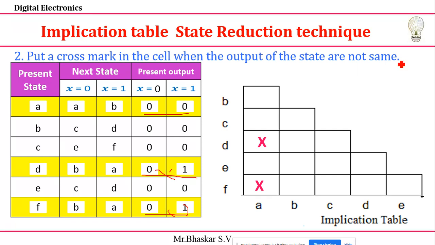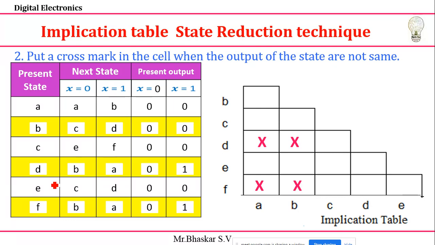Next, second column, B with respect to C and D. There is no B with respect to B here, that's why I make it empty. So B with respect to C, D, E and F. Which states are not having the same outputs? D and F. So I'll go for B. Again the same process, 0 0, 0 1, 0 1. So again B with respect to D and F there is no relation, then you make both of them cross marks.